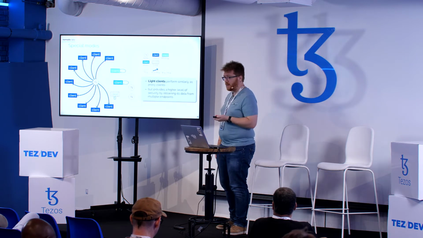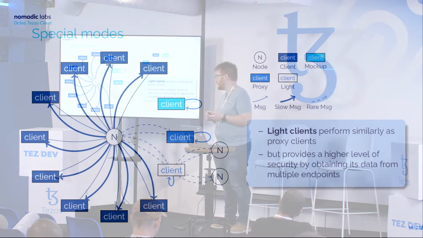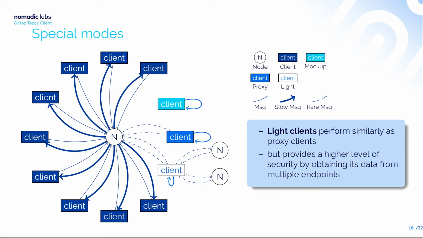We also provide the light client. The light client is similar to the proxy client, but for more security, it obtains its data from multiple endpoints in order to avoid the risk of being connected to only one node that is compromised. So it will get the information from multiple nodes. For the rest, it's similar.